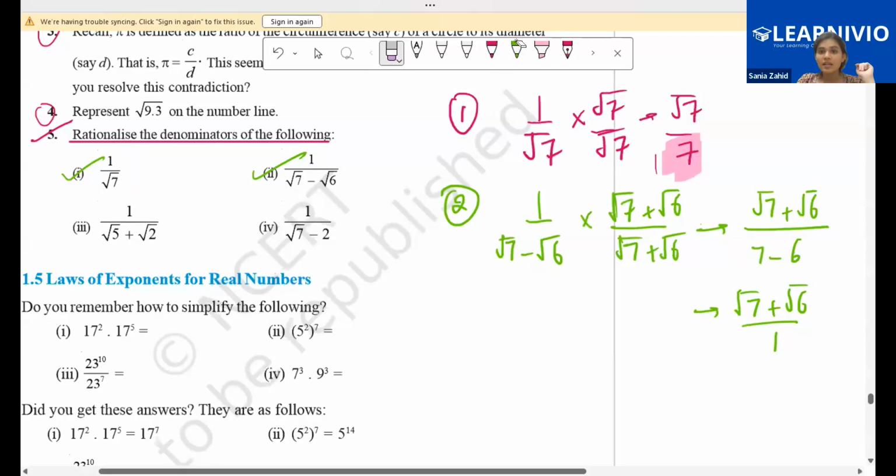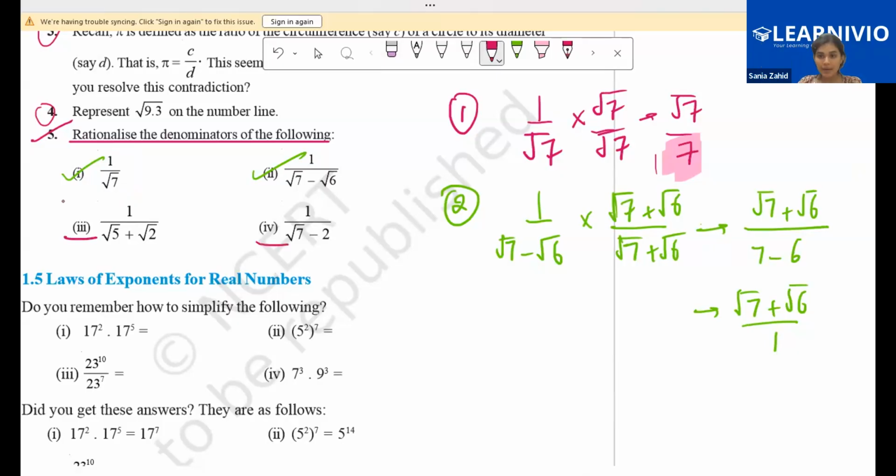Yes, ma'am. In rationalizing the denominator, we just multiply and divide with the same denominator. But remember, if the denominator has a sign between them, you reverse the sign and then multiply and divide. So first and second I taught you. Now the third one and fourth one, children, you can do on your own. Try practicing it once.